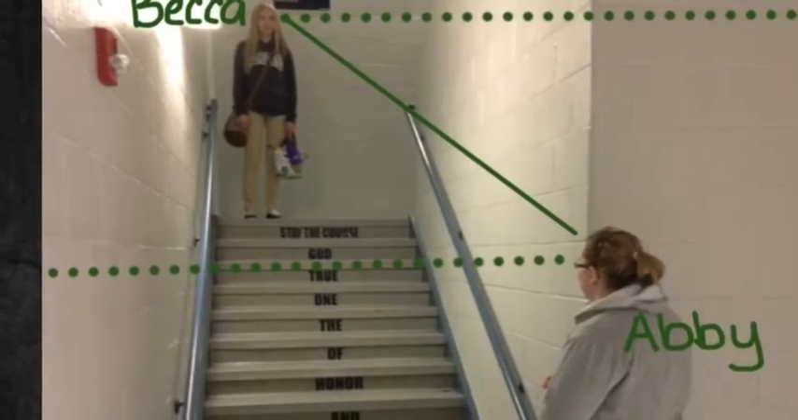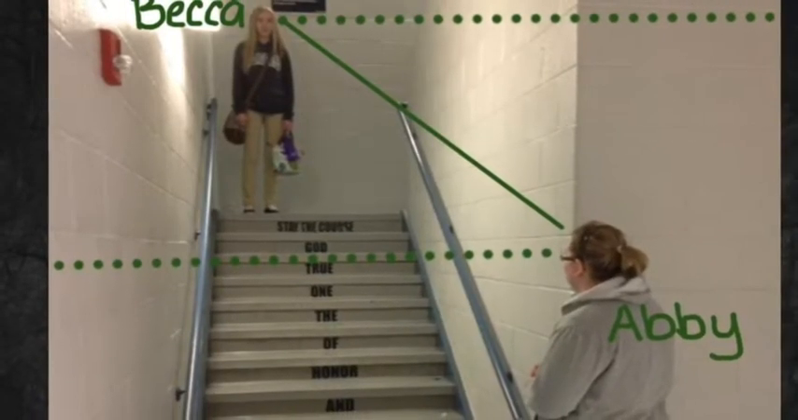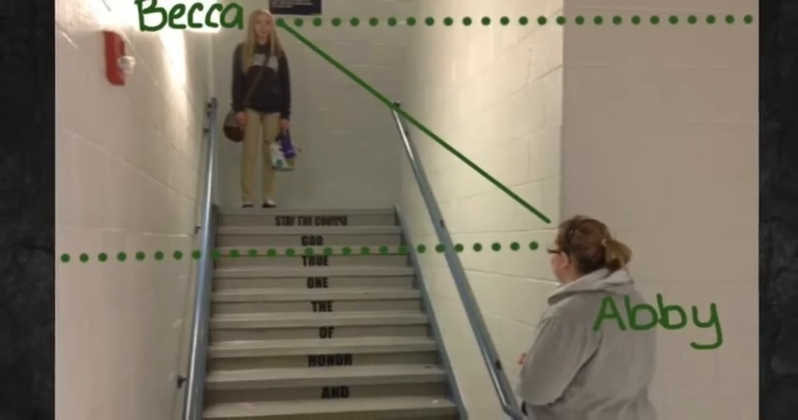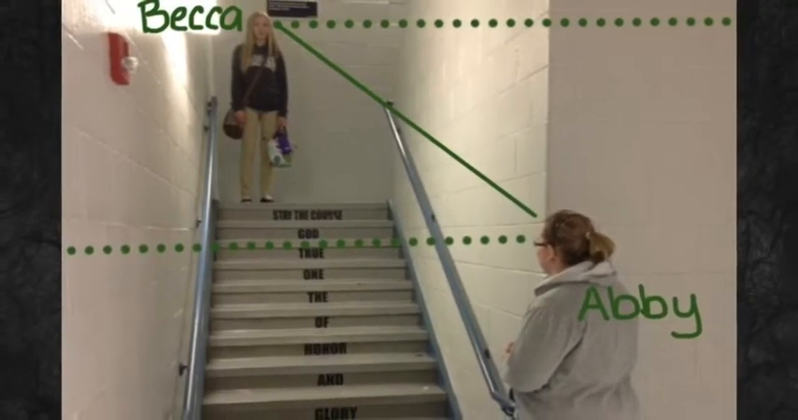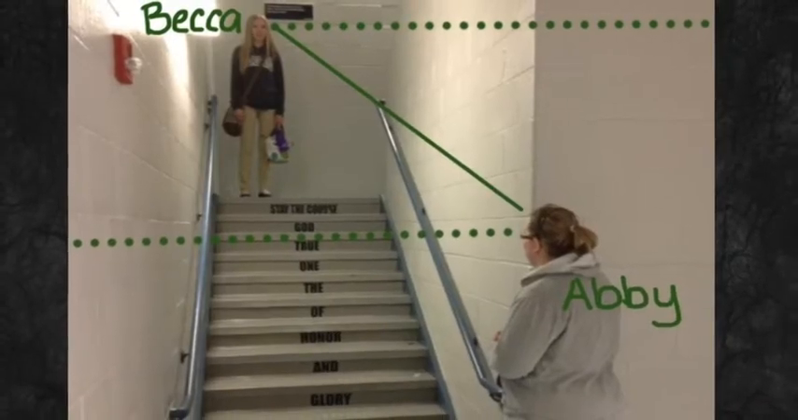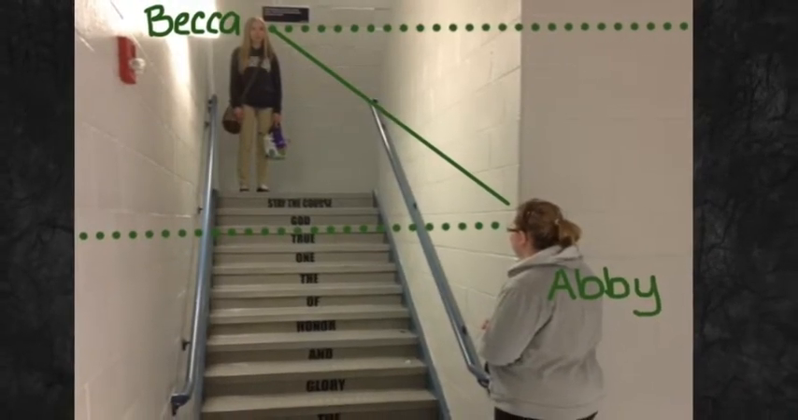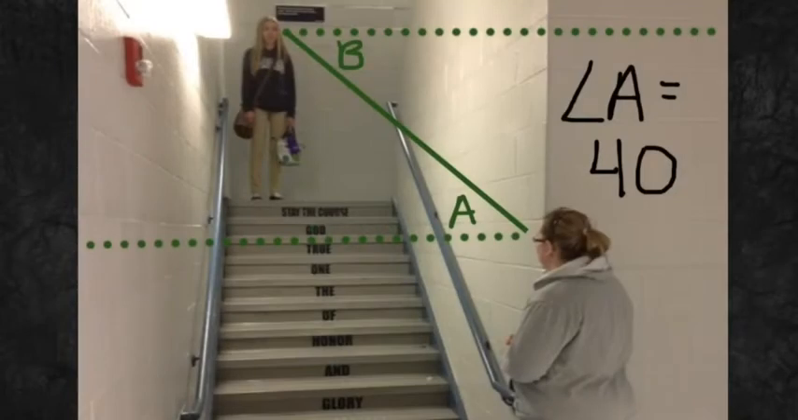In this example, Abby and Becca are looking at each other. Abby's angle is an angle of elevation, while Becca's is one of depression. What do you notice about the two angles? Take a minute and think about it. The two horizontal lines form parallel lines. These parallel lines are being cut by a transversal, and, as we all know, when two parallel lines are cut by a transversal, alternate interior angles are, that's right, congruent. So if angle A is 40, then angle B also has a measure of 40.